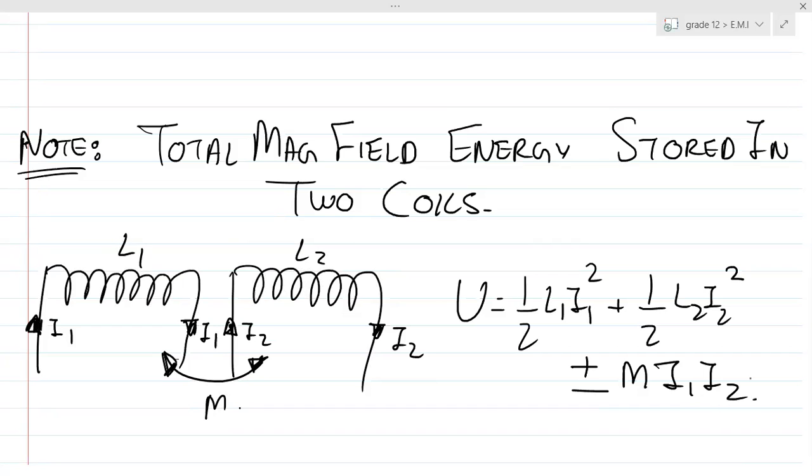So why is this plus minus? It's because whenever we talk about mutual induction, the flux can either support it or the flux can oppose it. The flux due to mutual induction can either oppose or, what do we call it? Support. Yes. So that's why we are using this plus minus sign.